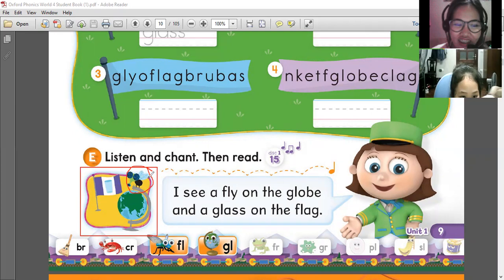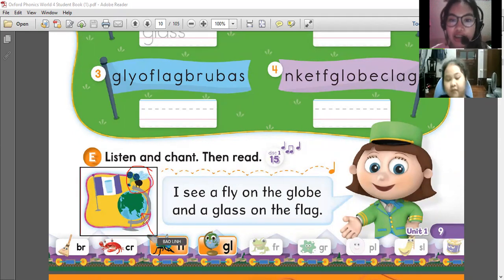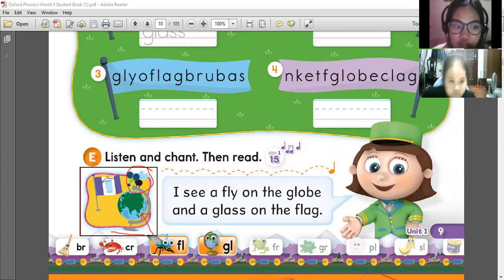Yes, this is a fly. Where is the fly? The fly is, where's the fly? On the globe, okay? The fly is? Yes, on the globe, all right? And what is on the flag? What's on the flag? What's this? What's on the flag?